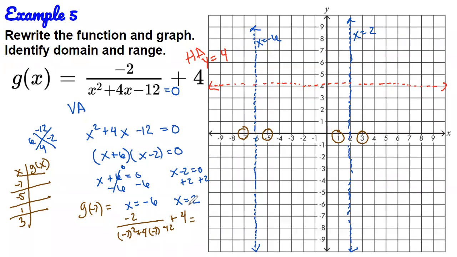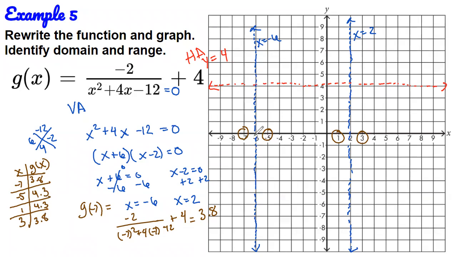What do we get here as a decimal value? 3.8. Now, 3.8 is correct. You might have gotten 3.777 and so on, or your fraction value. So what was your value for -5? 4.3, that is correct. What did you get for 1? 4.3. And for 3? 3.8.